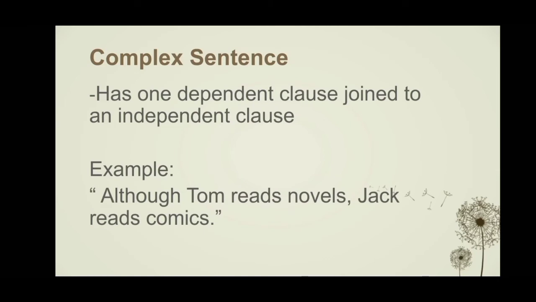The third type of sentence is the complex sentence. A complex sentence has one dependent clause joined to an independent clause. For example, although Tom reads novels, Jack reads comics. Based on that example, there are two clauses. The dependent clause is although Tom reads novels, because it is not a complete thought. On the other hand, Jack reads comics is the independent clause. So we should remember that a complex sentence has an independent clause and a dependent clause.